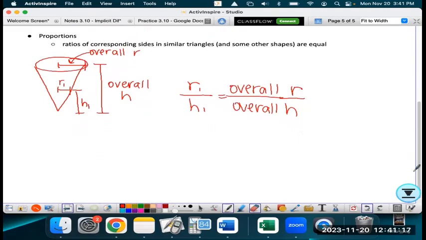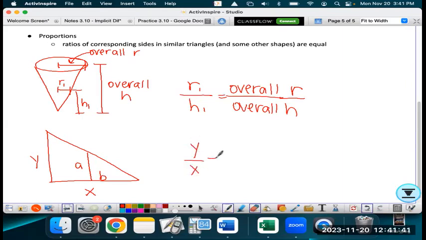Or maybe we have similar triangles. So if you have a triangle within another triangle, well, let's say maybe the overall triangle has length X here, Y here, and then I have another triangle within it, which would be considered a similar triangle, and that's length A and that's length B. I could write a proportion of Y over X equals A over B. Or I could do Y over A equals X over B. You could actually have better values than that with more specific information, but let's just pretend that's the information that we have for now. So that's what I meant by writing proportions.